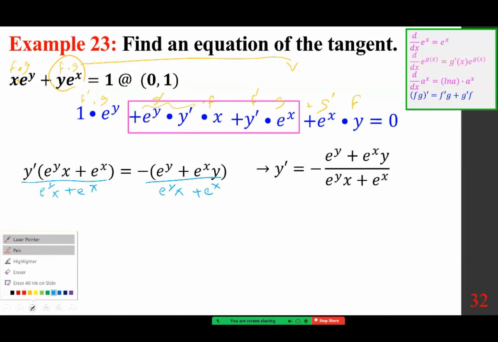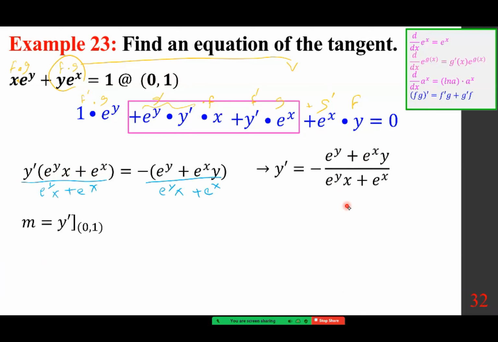Now, what is the slope? Plug in. Replace the x with 0, the y with 1. So minus e to the power of y, that means e to the power of 1, plus e to the power of x, which is 0, that makes it 1, and y is 1, so it's 1 times 1, over 1. The bottom, e to the power of y, that means e to the power of 1 times x, which is 0, and then plus e to the power of x, which is e to the power of 0, making it 1. This is the exact answer.